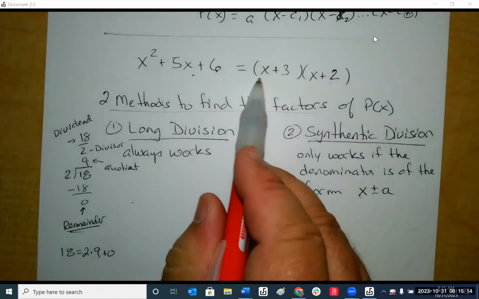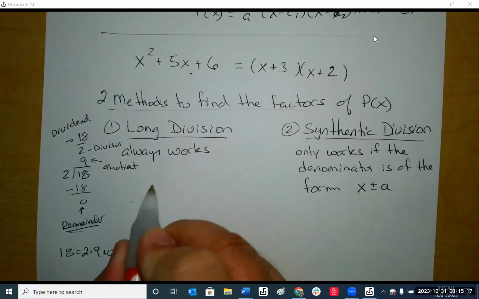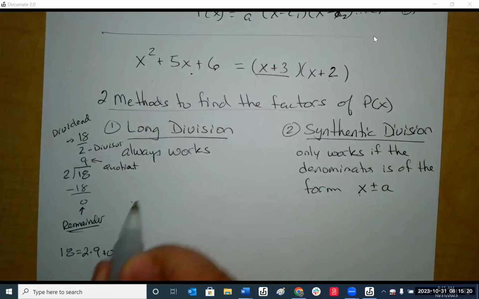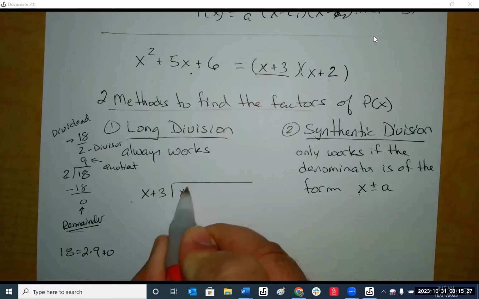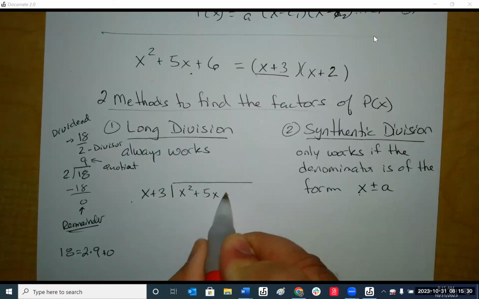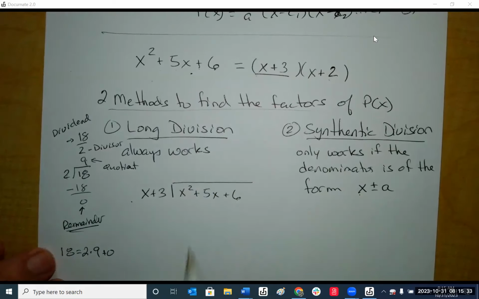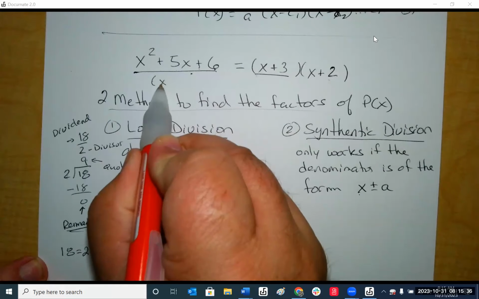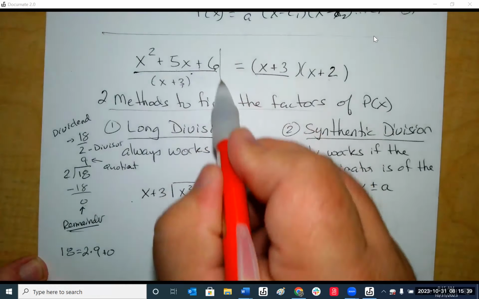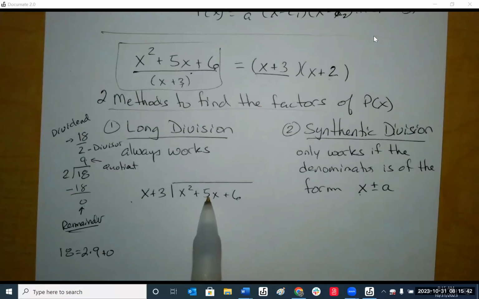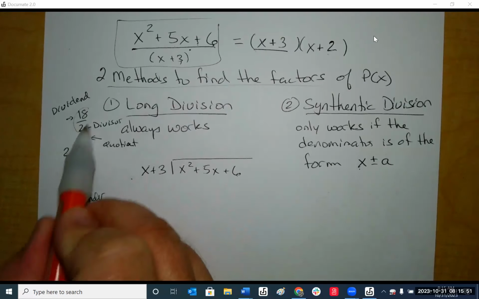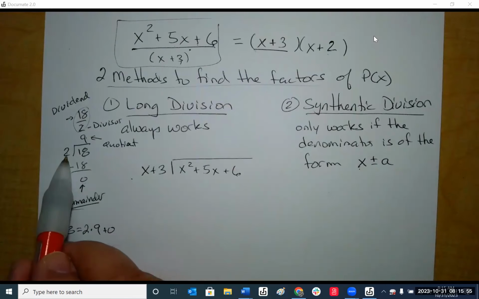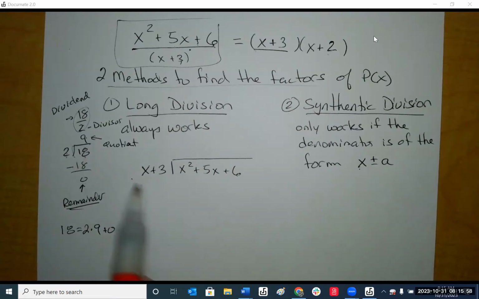So let's look at this. Let's do long division with this. I'm gonna give you this equation: x plus 3 and x squared plus 5x plus 6. Basically, what I'm giving you is this equation. This is how you'll set it up. Like we did the example here, 18 divided by 2. So I said the denominator goes out here and the numerator goes inside there.